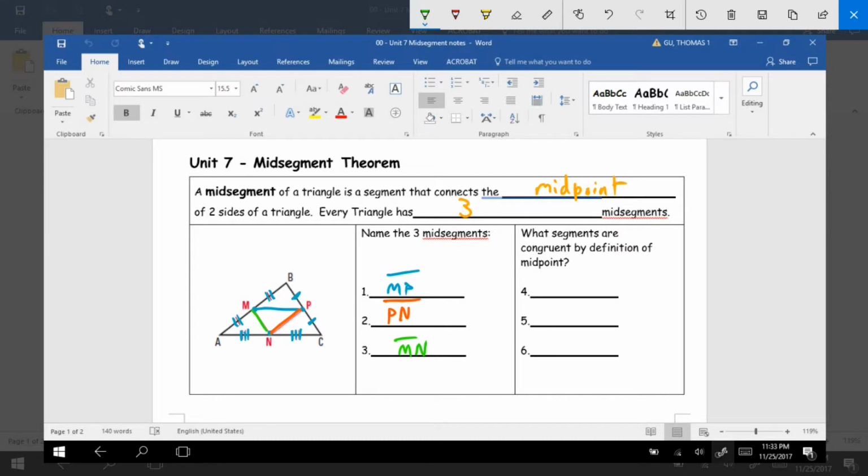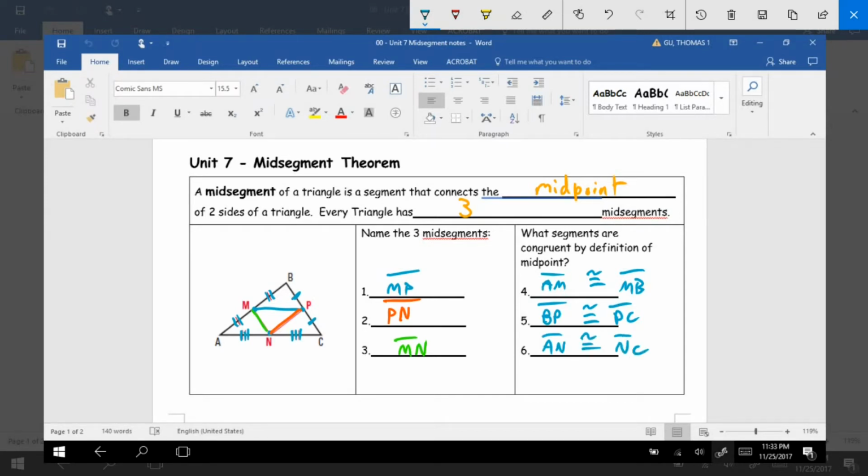Well, they're labeled on the picture, and I said them to you earlier. So that's going to be AM. Hold on, hang on a second. AM is congruent to MB, or you can say BM, your choice. Next, BP is congruent to PC. And lastly, what's the last one, guys? AN is congruent to NC.